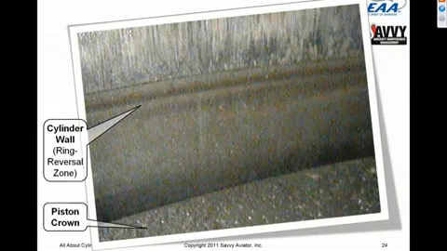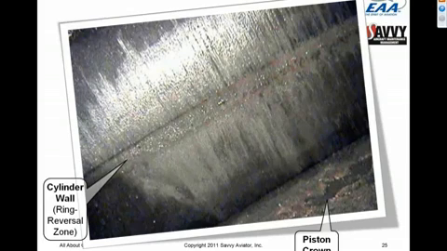Here's a picture of another cylinder. Again, you can see the piston crown in the lower right-hand corner. You can see the ring reversal area, as high as the two compression rings reach at top dead center. And you can see that this cylinder barrel is in much worse shape. You can see a lot of vertical scoring. This particular cylinder had a compression down in the 40s, and this is actually one that I changed out at my last annual inspection.